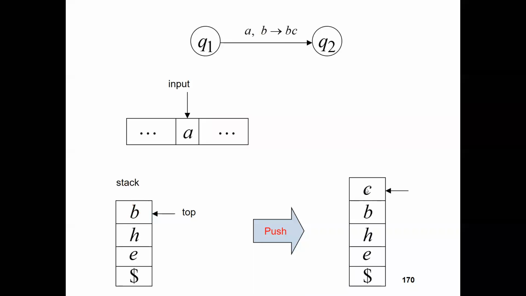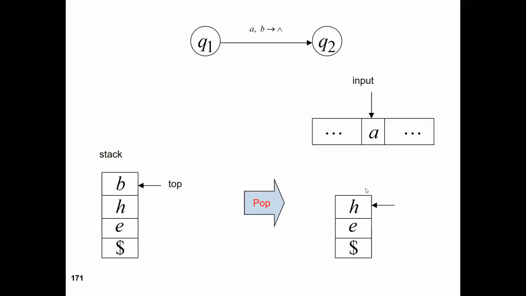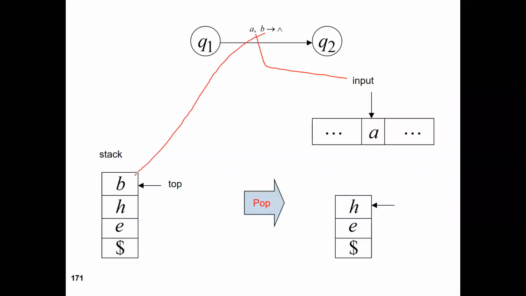So B and C. And suppose this is maybe the third case. In this case, you can see you are pushing null. What does it mean? It means that you are reading A from the tape, and this B from the top of the stack, right? But after the transition, you are pushing what? You are pushing null. So what does it mean?